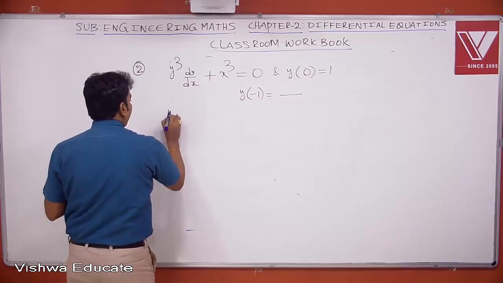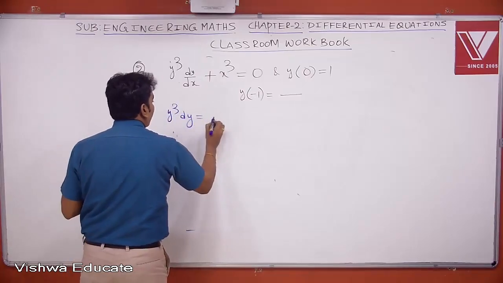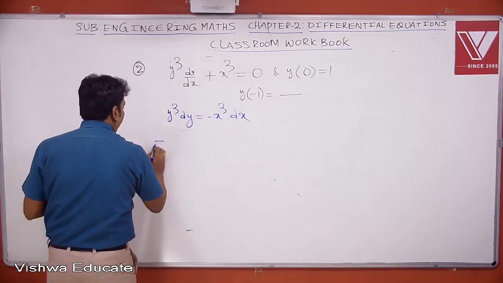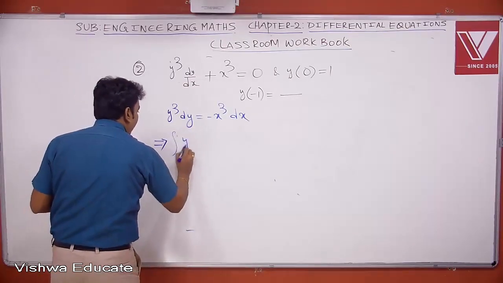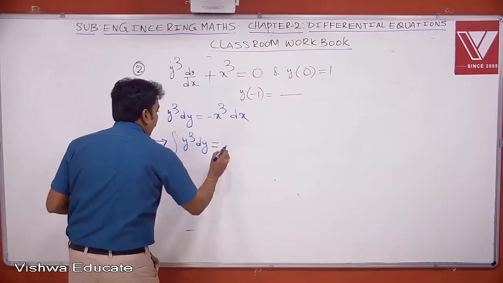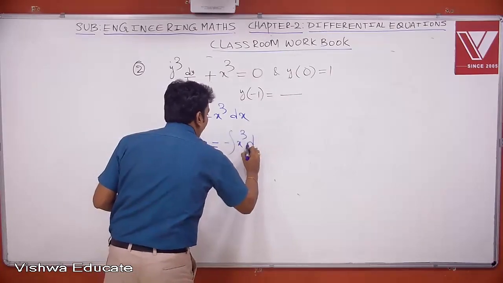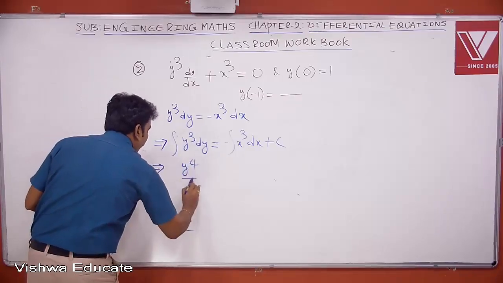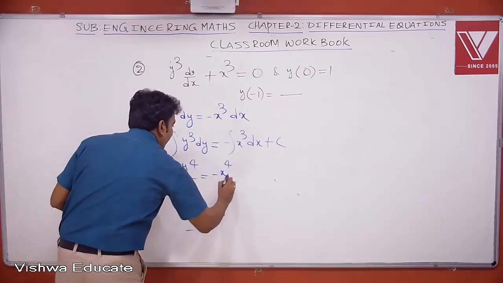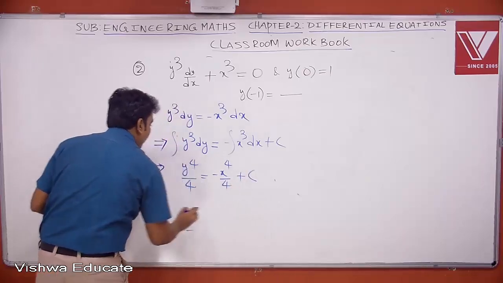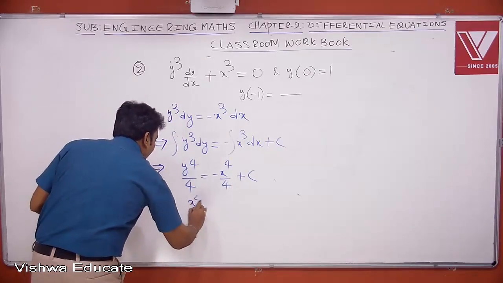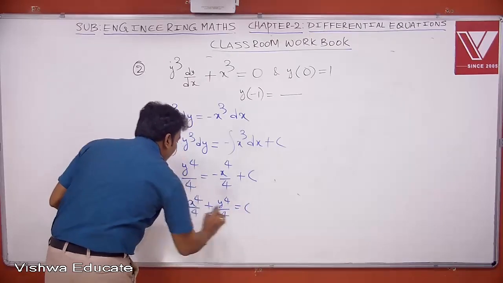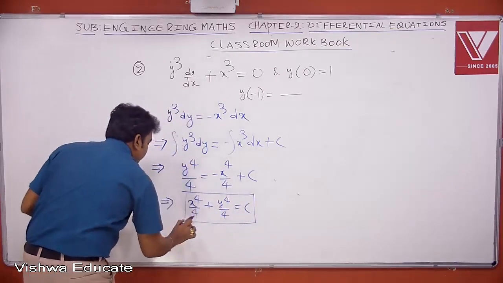Let us handle this. This is y cube dy equal to minus x cube dx. Variables are separated. Apply the variable separable method, that is integral y cube dy equal to minus integral x cube dx plus c. So this implies integral y cube is y power 4 by 4. This is minus x power 4 by 4 plus c. So this implies x power 4 by 4 plus y power 4 by 4 equal to c. This is my general solution.